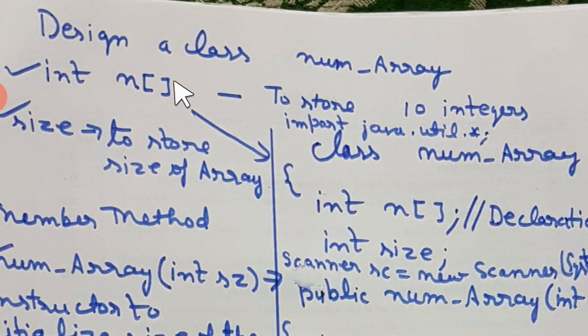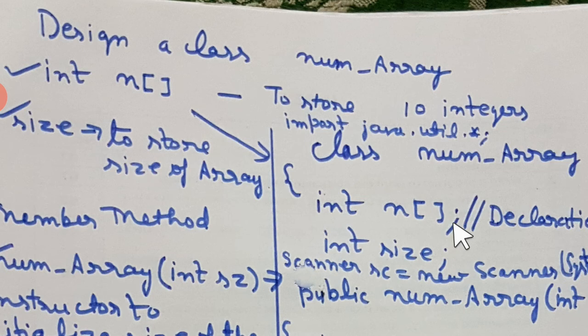So here you can see, students, first we have the data member, that's an array of integer type. I have declared it here: int n square brackets, terminated by a semicolon. It's the simplest thing. You've just copied the same thing here and terminated the statement with a semicolon. So that is the declaration of the array, not the creation.